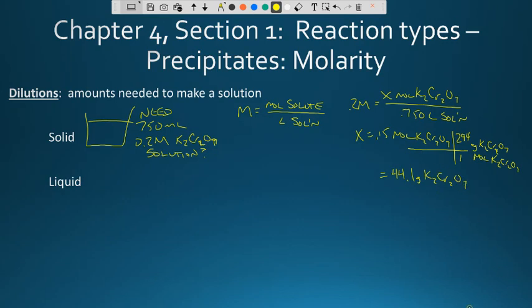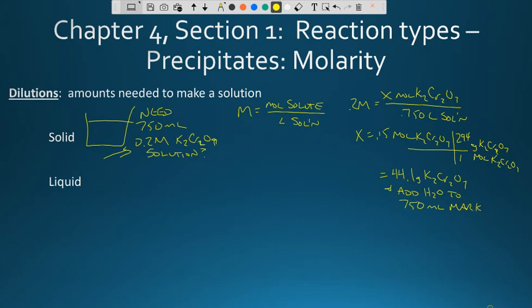Now be careful. That did not answer my question. I need to make this. How do I make it? So I have to finish the thought. I start with this 44.1 grams of potassium dichromate, and then I add my solvent, what I would assume is water. I would add that to my 750 milliliter mark. That finishes out the problem.